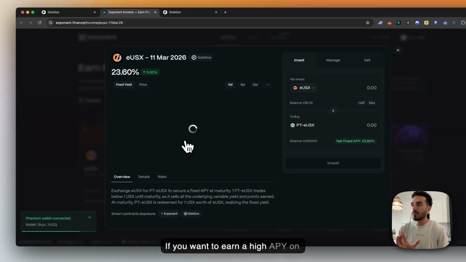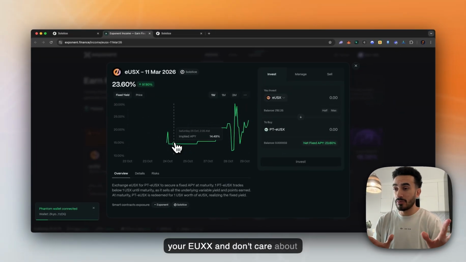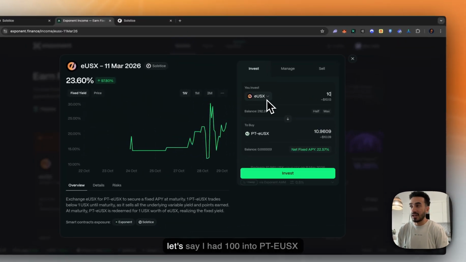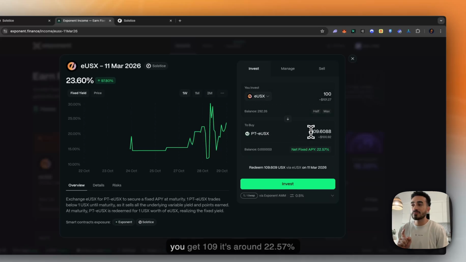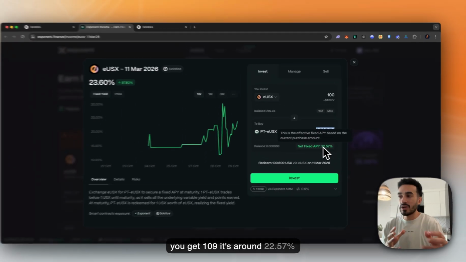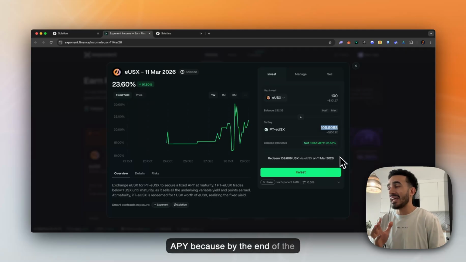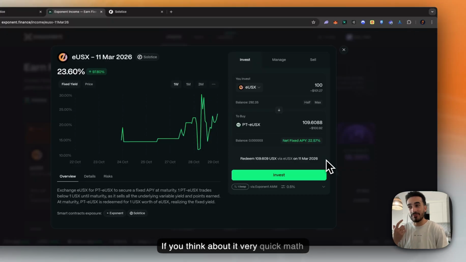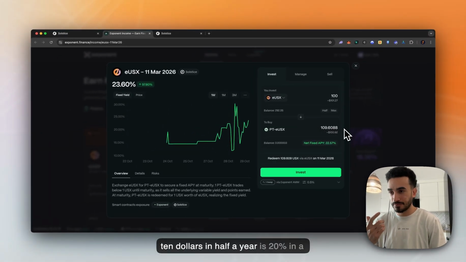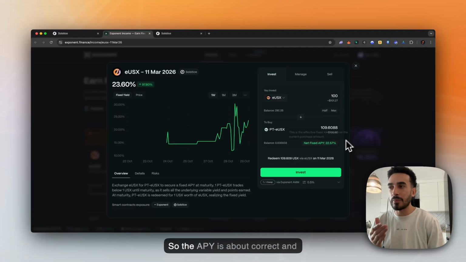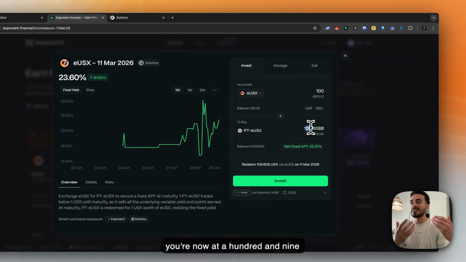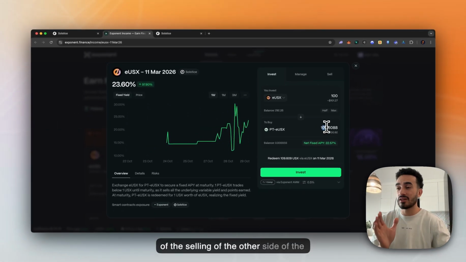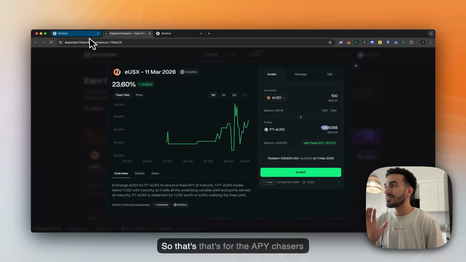If you want to earn a high APY on your eUSX and don't care about flares or the yield of Solstice, this is where you go. You basically convert your eUSX, let's say I had 100, into PT-eUSX, and you get 109. It's around 22.57% APY because by the end of the date, by March 11th, you'll actually have $109. If you think about it, very quick math, $10 in half a year is 20% in a full year. So the APY is about correct, and you're now at $109 by March. So it's guaranteed APY because of the selling of the other side of the equation. So that's for the APY chasers.